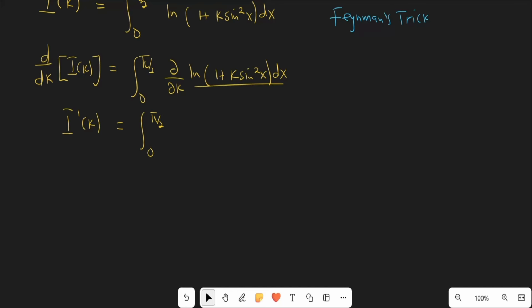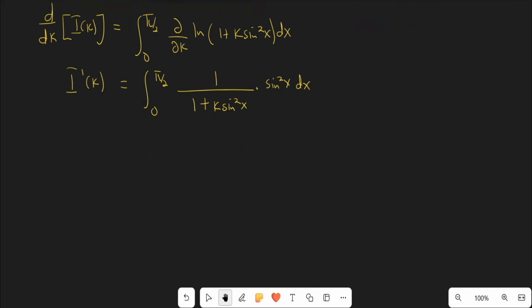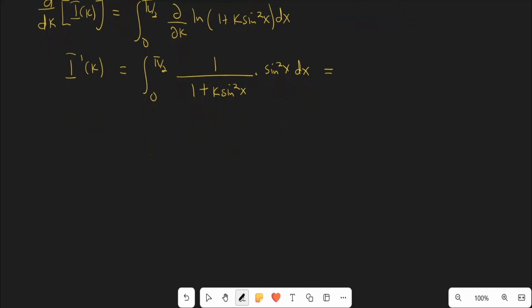Now differentiating this one with respect to k, that is going to be 1 all over 1 plus k times sine square of x, and then I will differentiate this with respect to k and multiply, which is sine square of x, and then dx. Alright, so this is the same as the integral from 0 to pi over 2 of sine square of x, all over k sine square of x plus 1, dx. So this is what we have.